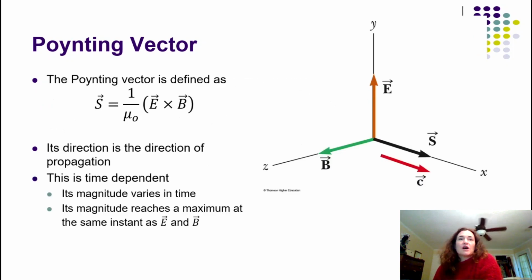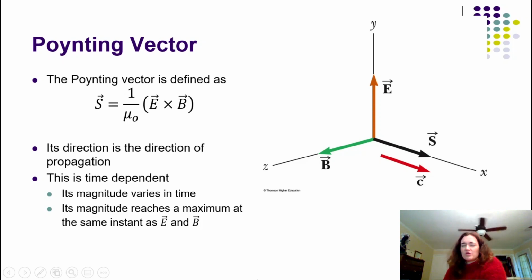So here's the definition of the Poynting vector. The Poynting vector, S, is 1 over mu naught times the cross product of E and B. So 1 over mu naught E cross B, that's the Poynting vector. So you can see that via the right-hand rule shown in this graph, E cross B points along this x-axis because E points along the y-axis here, B points along the z-axis, and so you get S pointing in the x direction. Now that is, of course, the direction of propagation.